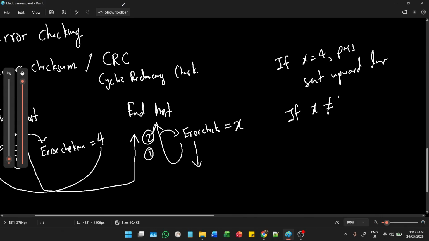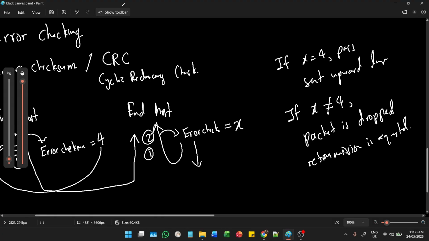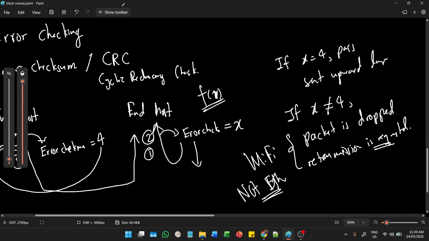If x is not equal to 4, the packet is dropped and retransmission is requested. So retransmission, packet dropping and retransmission usually happens on Wi-Fi, not the Ethernet. Usually it never happens. It usually happens mainly on Wi-Fi. So this is one of the many error checking that it does. So usually it's a polynomial based check value, so we don't have to get the maths into it too much.